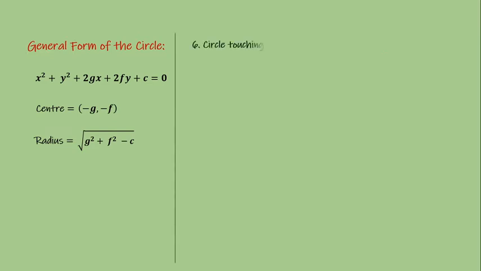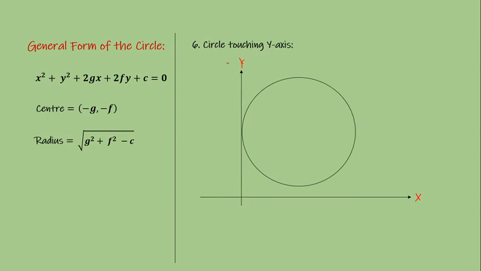Similarly, one can consider the circle touching the y-axis. Again, I'm considering some diagram. This is say the x-axis, this is the y-axis. Now the circle I'm showing is touching the y-axis. The center of the circle is minus g comma minus f. Now here a perpendicular is drawn from the center on the y-axis. As the y-axis is tangent, this value is the radius.